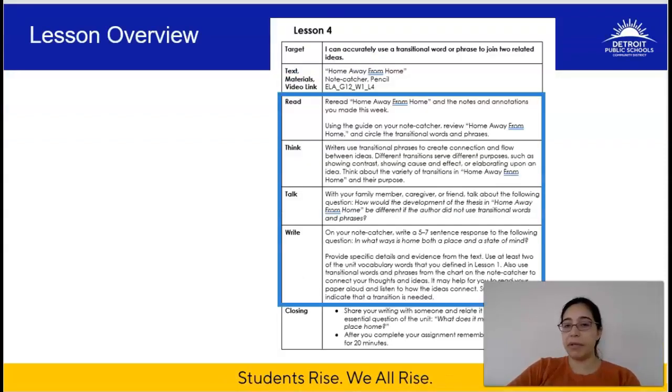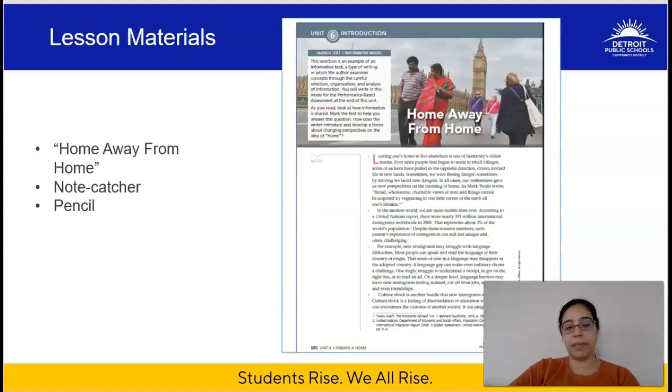This is from your learning packet, and as you can see here, what we'll be doing today is rereading the text Home Away from Home for the last time with the focus on how the author uses transitional words and phrases. What you'll need for the lesson today is the text Home Away from Home from your packet, the note catcher for learning for lesson 4, and something to write with.